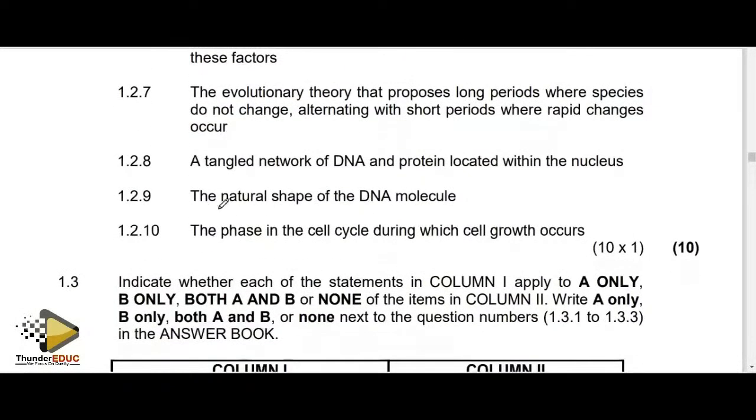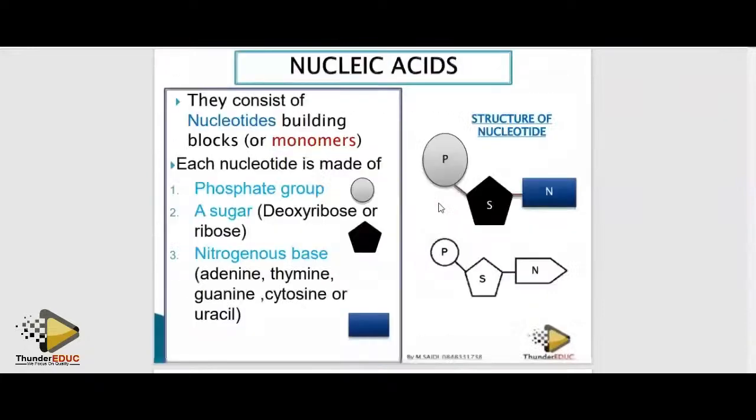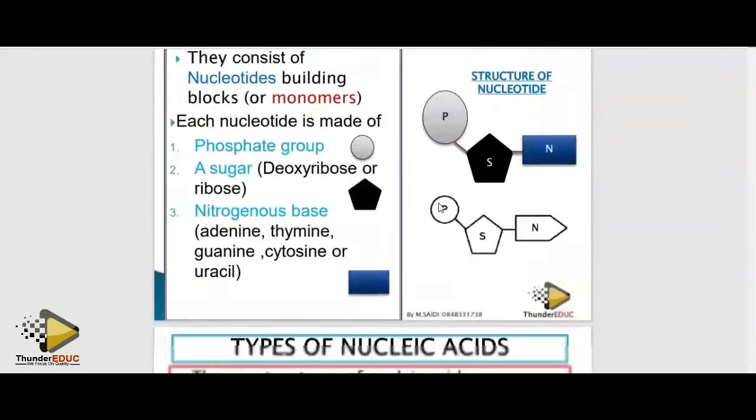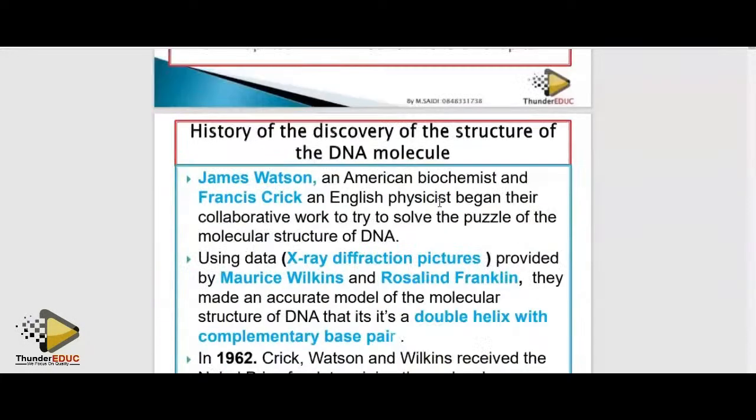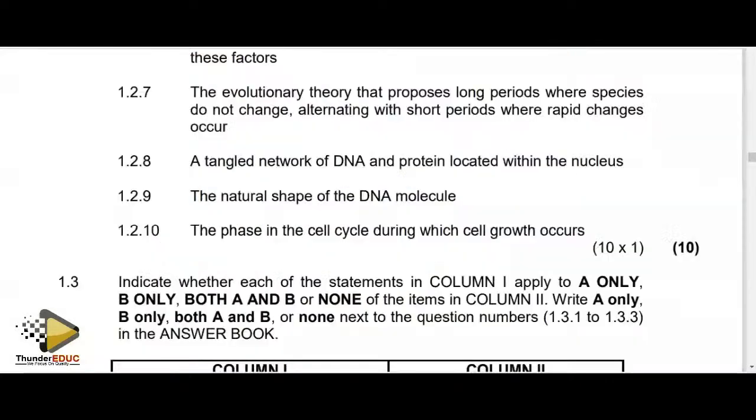Then the natural shape of DNA is a double helix. How does our book answer this? If you go to the structure of DNA, yes, you have to go to the structure of DNA and describe it. You will find out that DNA strands twist to form a double helix. So basically, the book answers that question also.